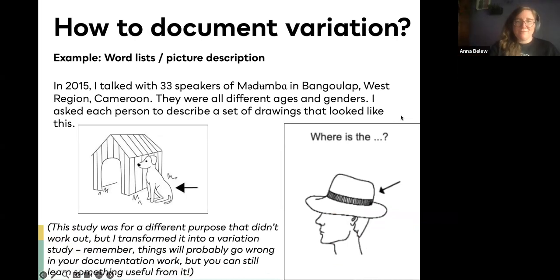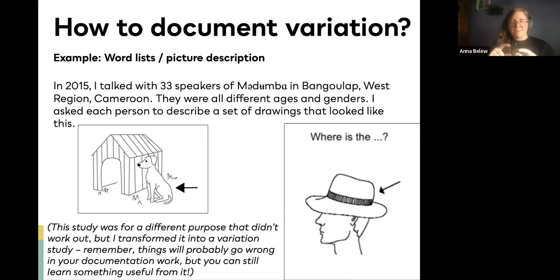So one example of a variation study like this is something I did in 2015. I visited a village called Bangulap in the west region of Cameroon, and I talked with 33 people who speak Majumba. And they were all living in the same village, but they were all different ages and genders, right? So I made sure to talk to old people and young people and middle-aged people and men and women.